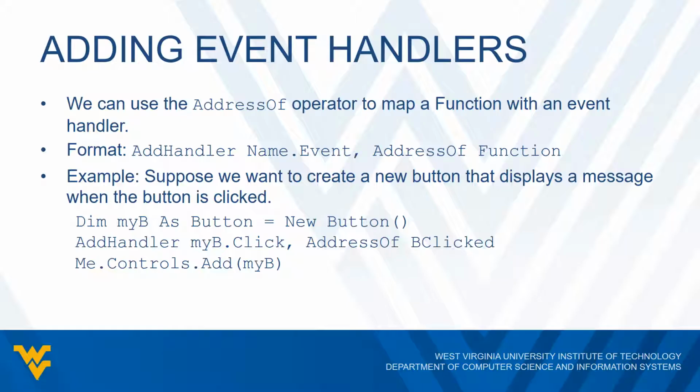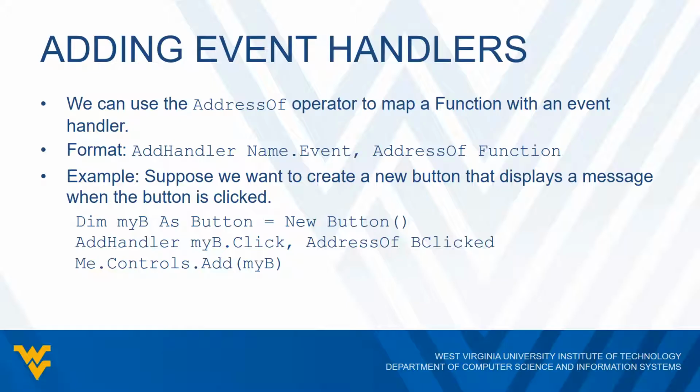So we create a button here that's called myB. So we have dim myB as button equals new button. And then the next line is where we do this mapping. So we do add handler myB.click, and then we have a comma, and then we have address of b clicked. So we have a function called b clicked, and that's going to be mapped with the event of clicking on this button. And then we see that we're going to add the button to our form as well.